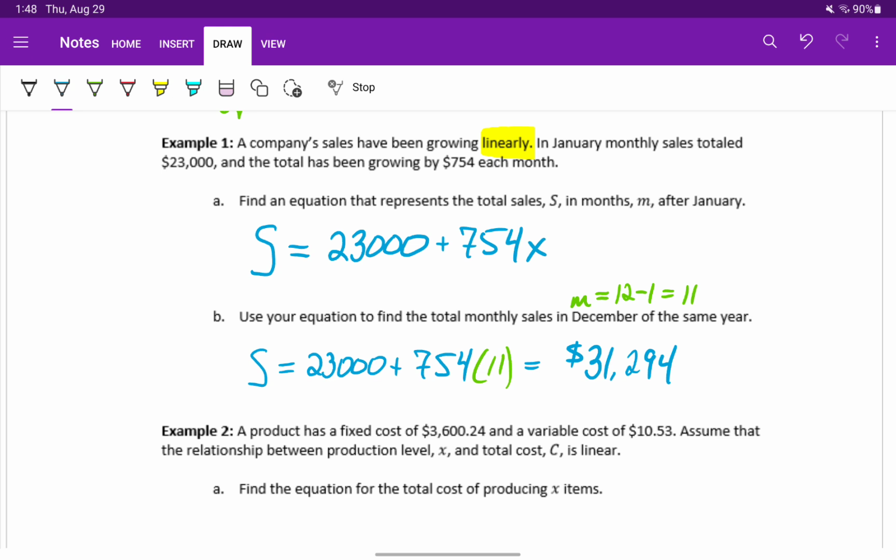That's in dollars since this is total sales. And something to keep in mind for this class, money will always have 2 decimal places. Even if that comes out to an even number, rounds to an even number, we want to be clear. So our answer is that total sales will be $31,294.00 for the month of December.